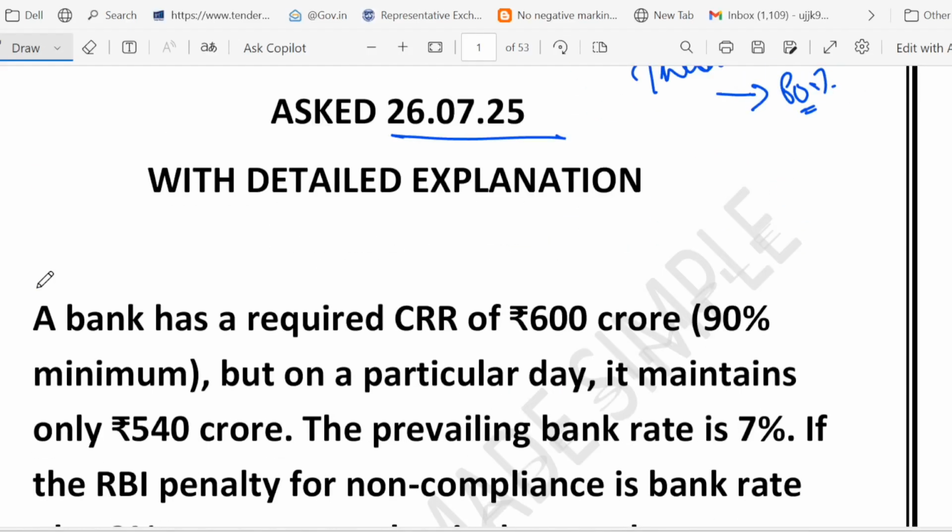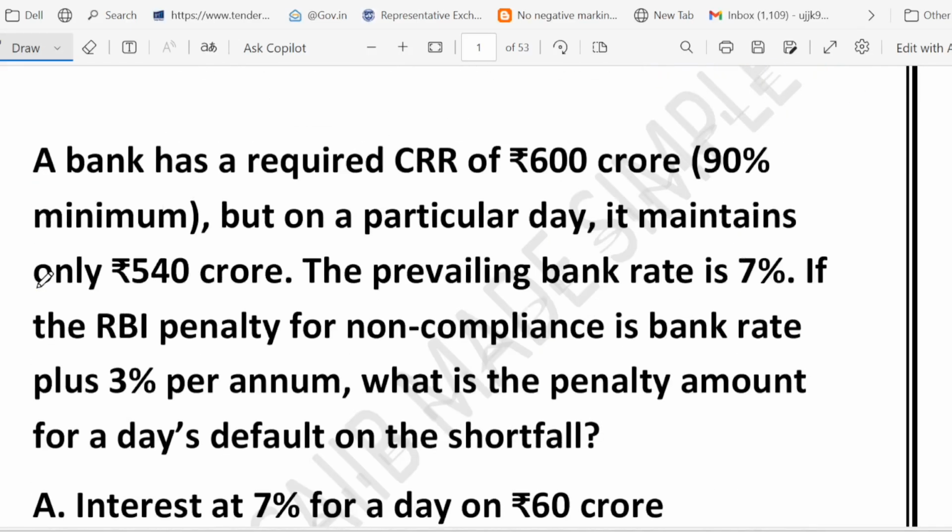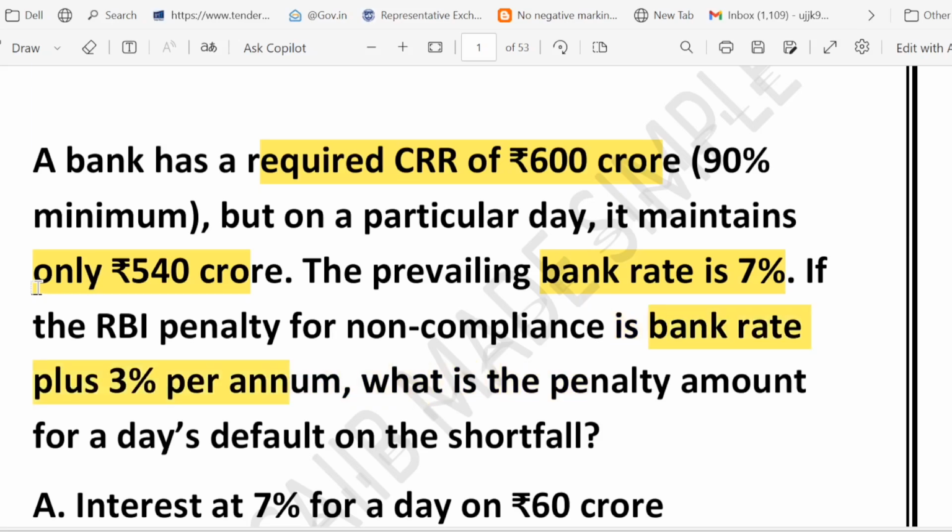So let's get started. The first question is, a bank has a required CRR of 600 crore, 90% minimum. But on a particular date, it maintained only 540 crore. The prevailing bank rate is 7%. Now, the RBI penalty for non-compliance is bank rate plus 3% per annum. That is the penalty that RBI charges. So the question is, what is the penalty amount for a day's default on the shortfall? Very good question it is.